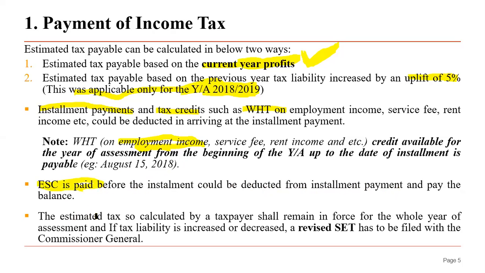So the installment tax so calculated remains in force for the whole year of assessment. If the liabilities increase or decrease, we discussed a revised set. A revised set needs to be filed if it is an increase or decrease. Then we discuss the decrease part. The 80 million, initially 100 was the amount. Now we discuss 80 million.